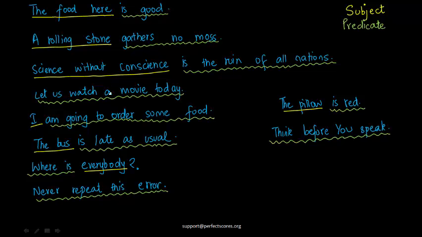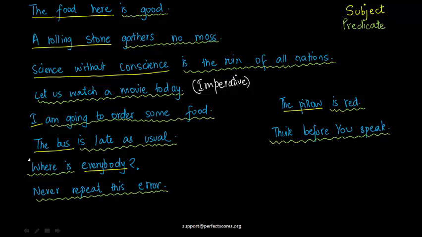Then in the next one, now this is an imperative sentence. So we do not need to add any subject here. So this whole thing is the predicate. Let us watch a movie today. It's like a suggestion. In the next one, I is the subject. What do we know about I? That I'm going to order some food. So that becomes the predicate.